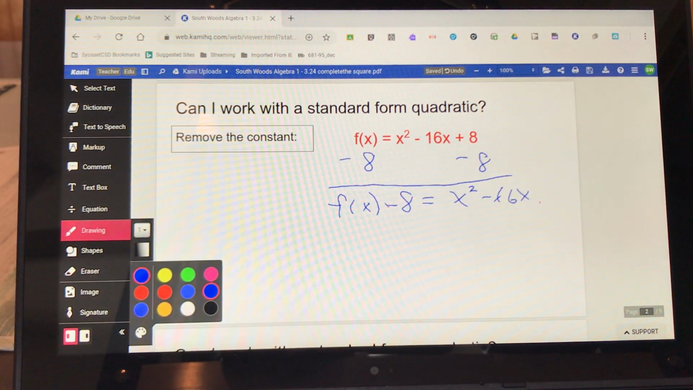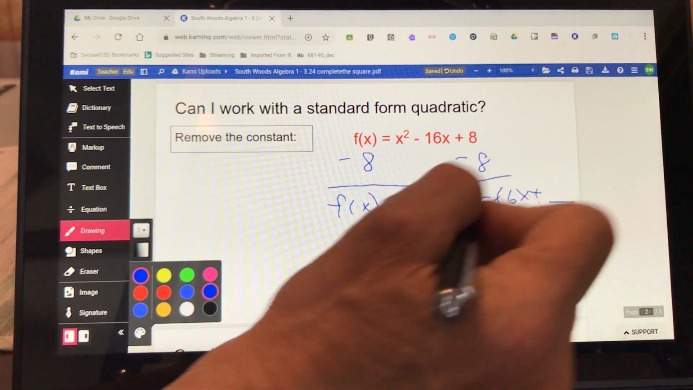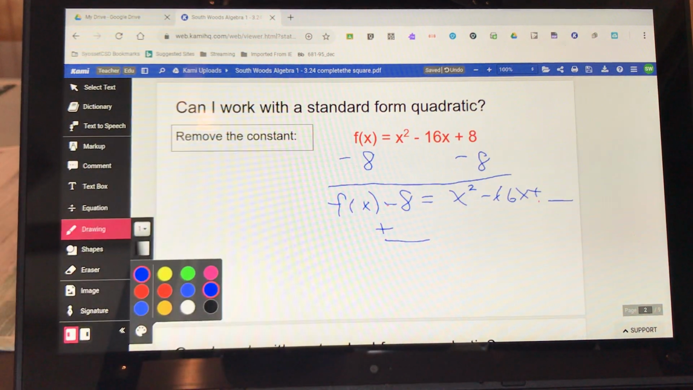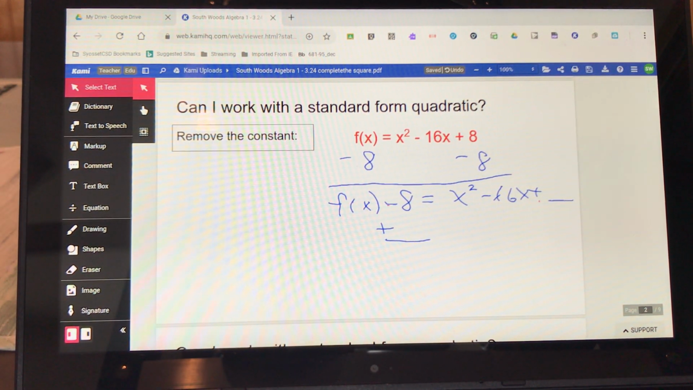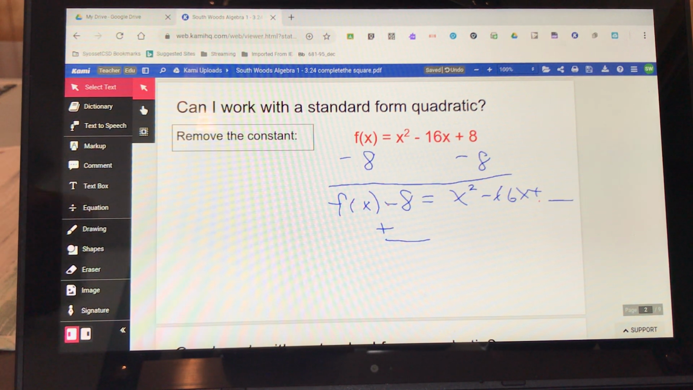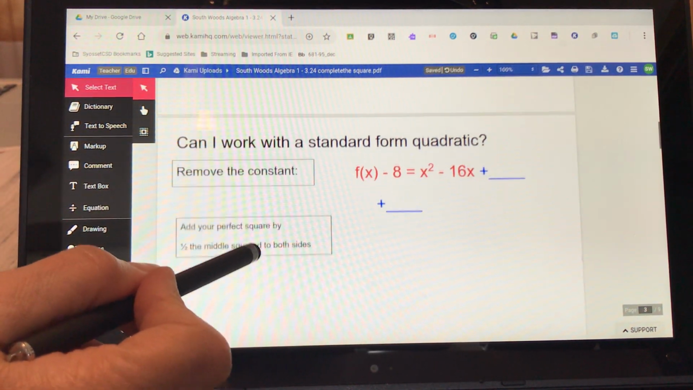And now I'll be free to add whatever perfect square I like. I'll just add blank to both sides. Hopefully this is all coming back to you. So you'll have f of x minus 8 equals x squared minus 16x, and you can add your perfect square as long as you add it to both sides. Here's a clean slide for you.